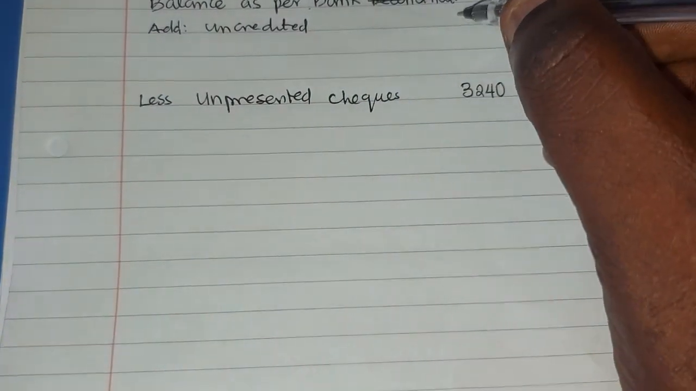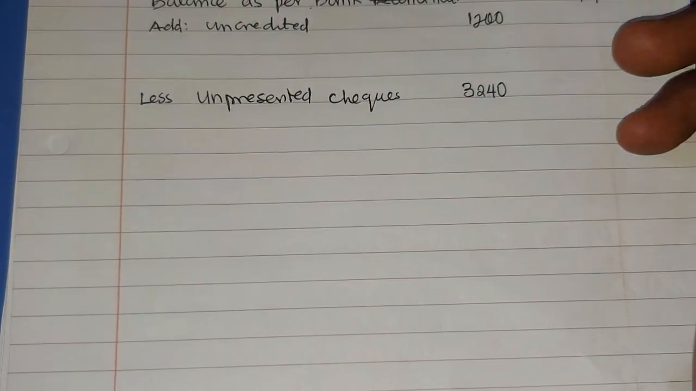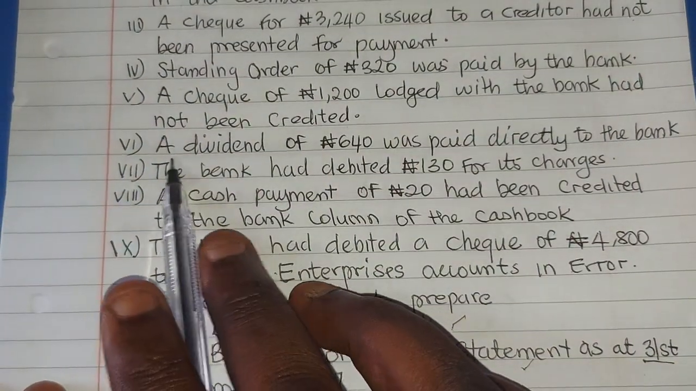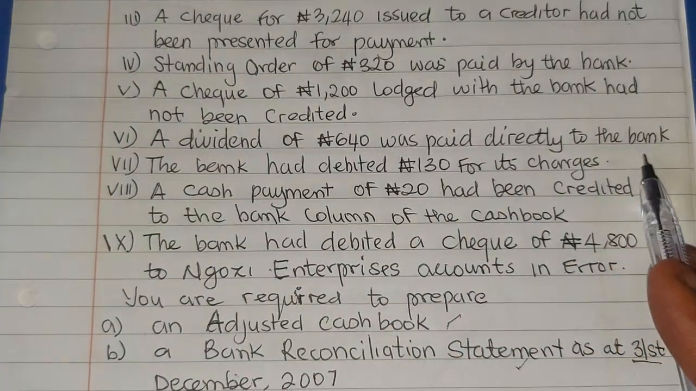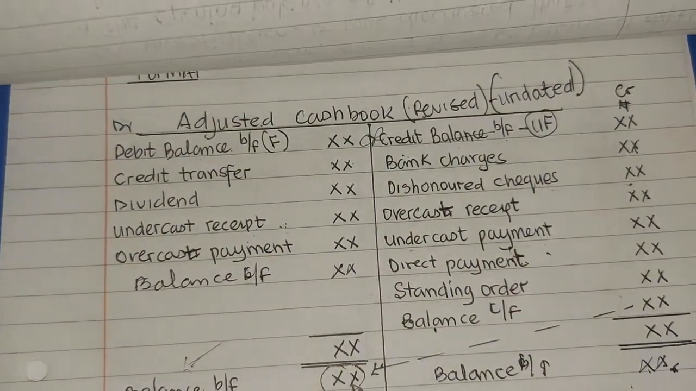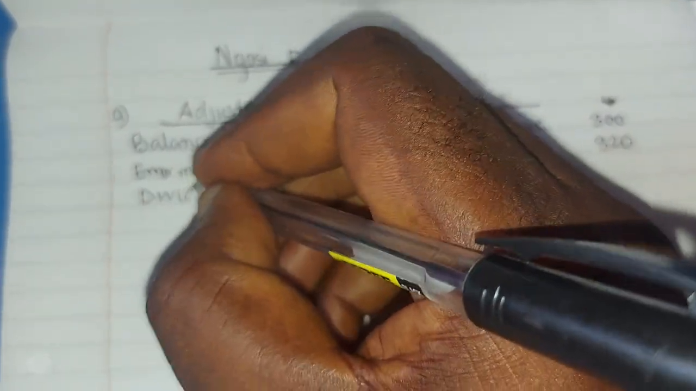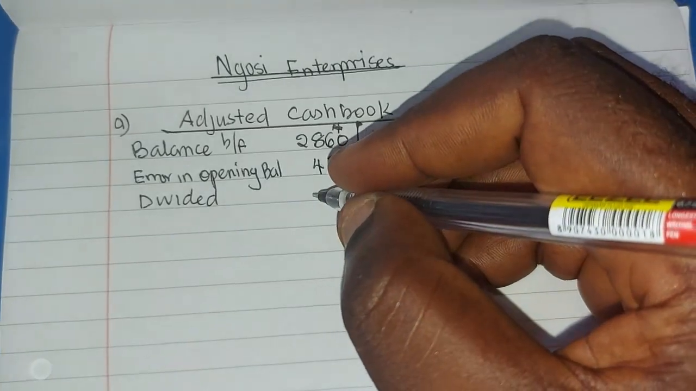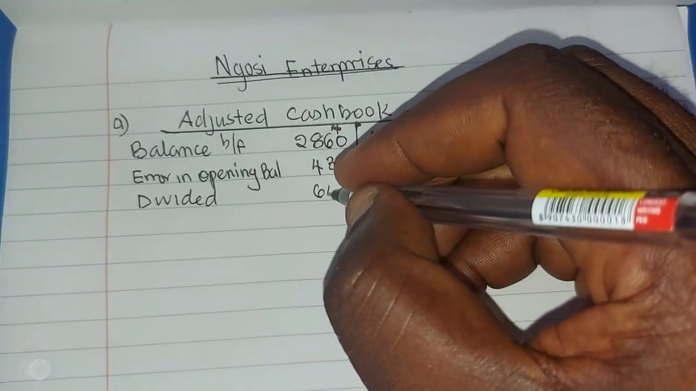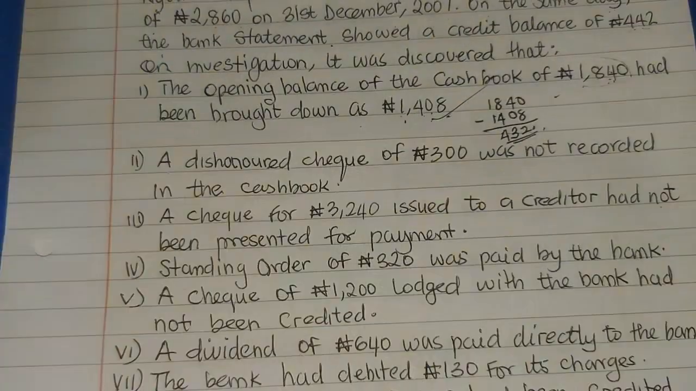So what is uncredited check, class? Uncredited check is 1,200. Okay, all right. Now let's go to the next item. They said a dividend of 640 was paid directly to the bank. Dividend is on the receipt side. On the receipt side, then you come here, say dividend. How much is dividend? It's 640.